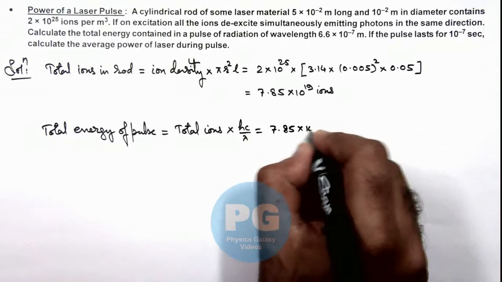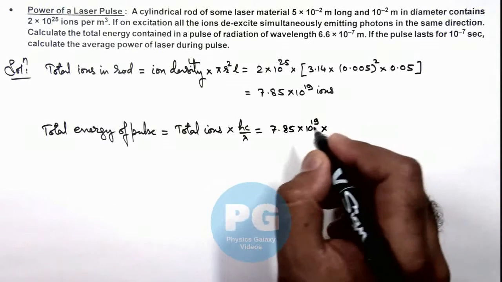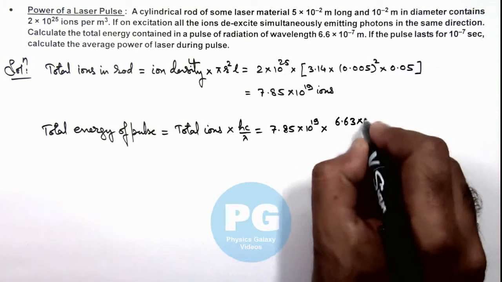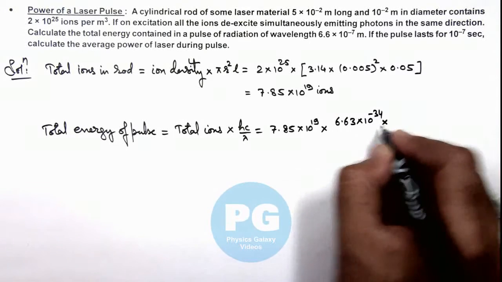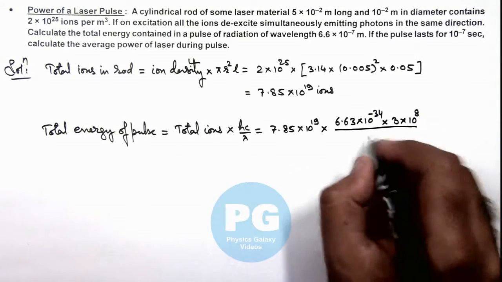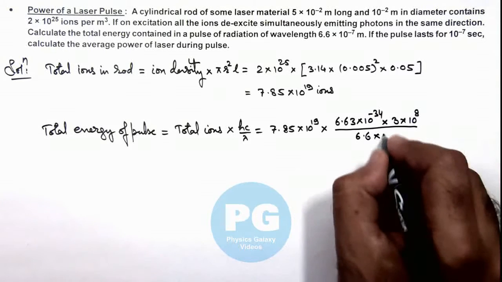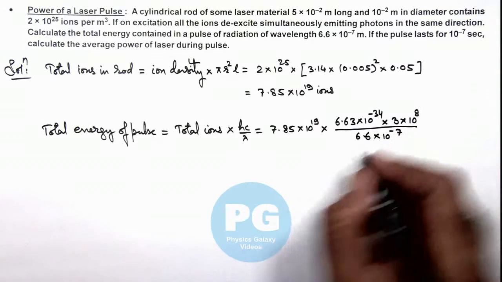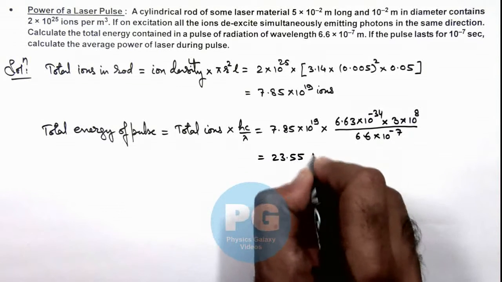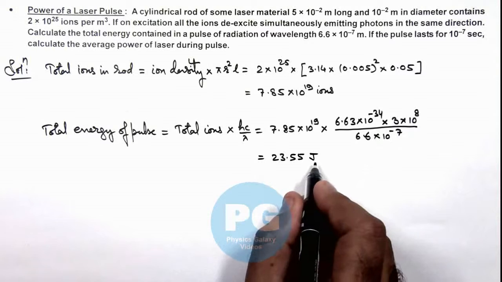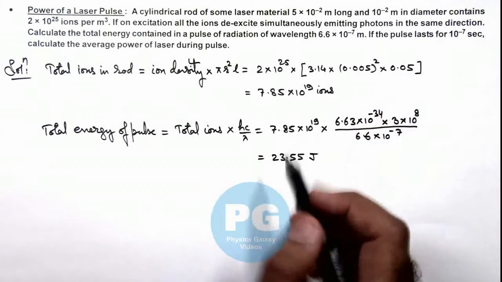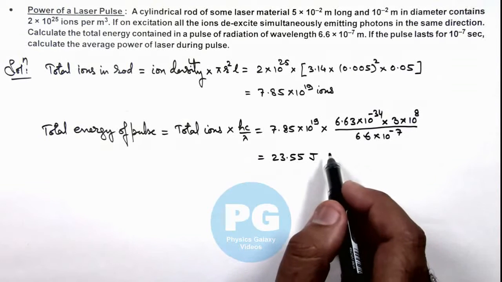7.85 into 10 to the power 19 multiplied by this hc by lambda, we can write 6.63 into 10 to the power minus 34 multiplied by 3 into 10 to the power 8 divided by 6.6 into 10 to the power minus 7. On simplifying, this will give us 23.55 joule. So this much amount of energy is emitted when all ions emit photons simultaneously in same direction, which is generally termed as a pulse of laser.